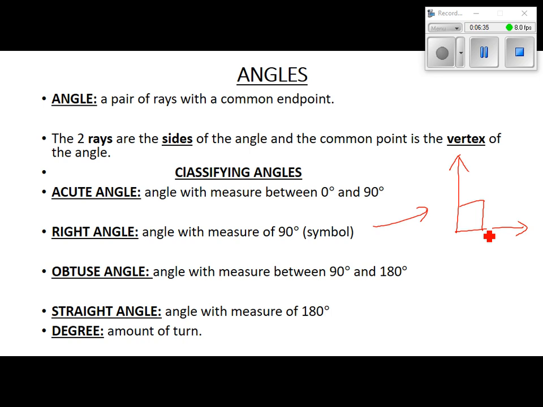An obtuse angle. In the past, what definition did some teacher tell you about obtuse angles? Larger than 90. Bigger than 90. That's wrong. An obtuse angle isn't just bigger than 90, it's also smaller than 180. It's got to be between 90 and 180. A straight angle, we just talked about, is 180 degrees. Degrees is the amount of turn.